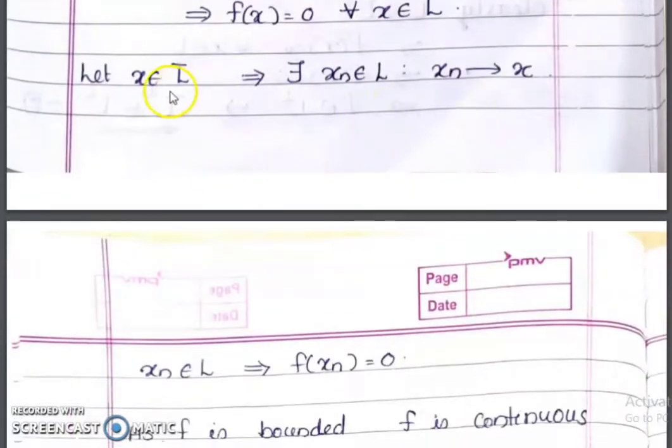Now we have to prove f of L closure equal to 0. For this you take some x belongs to L closure. This implies there exists x_n belongs to L by the definition of L closure, such that x_n converges to x. Since f of x equal to 0 for every x belongs to L, and x_n belongs to L, this implies f of x_n is equal to 0.